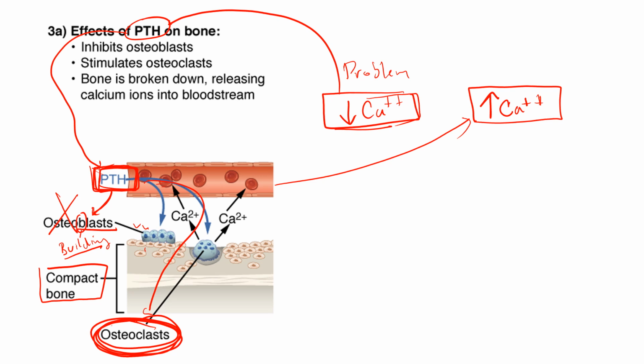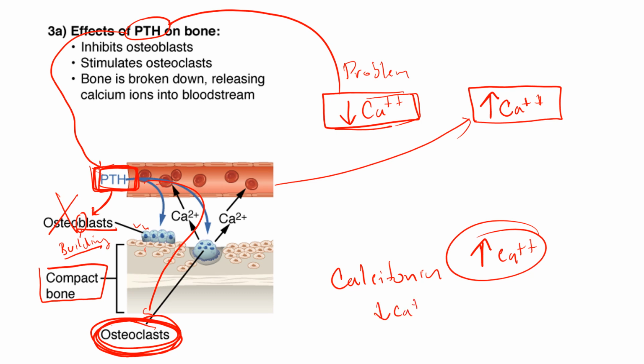Calcitonin works in the exact same way as parathyroid hormone in terms of stimulating and inhibiting cells. It's just that it does it in the opposite way. So calcitonin is released when your calcium levels are too high, right? So if your calcium levels are too high, the solution to fix that is to find a way to bring your calcium levels back to normal, bring them low.